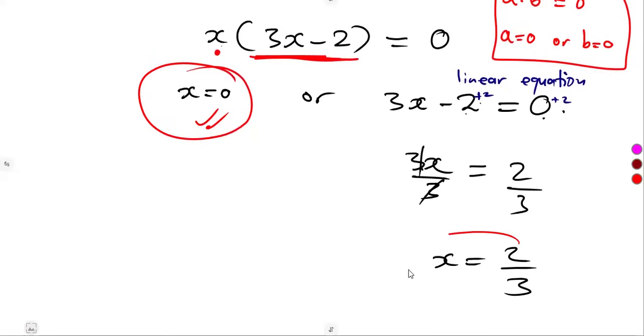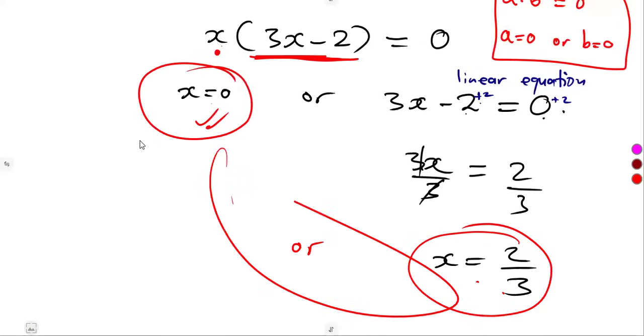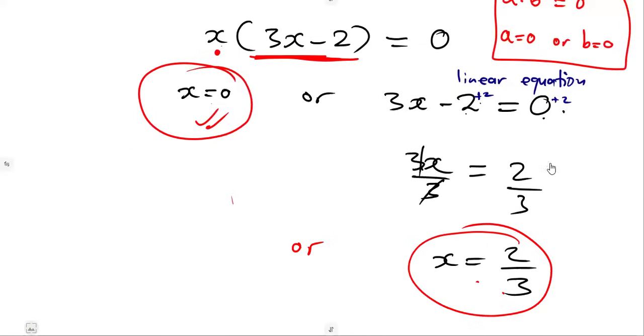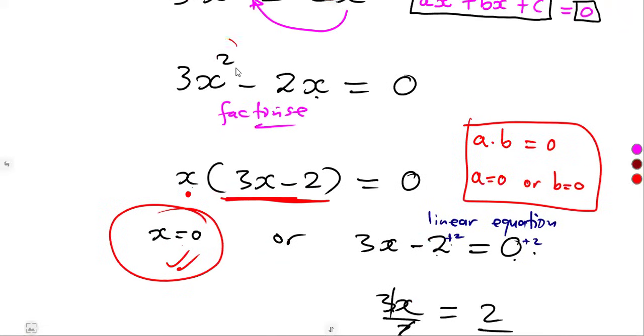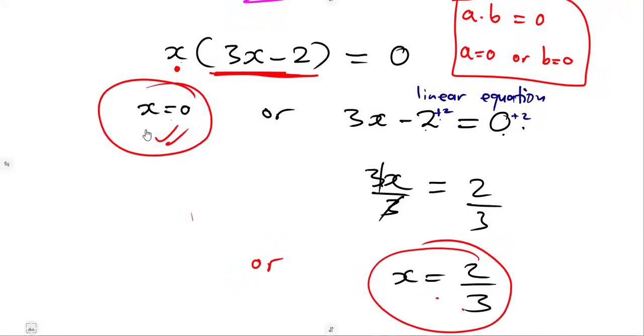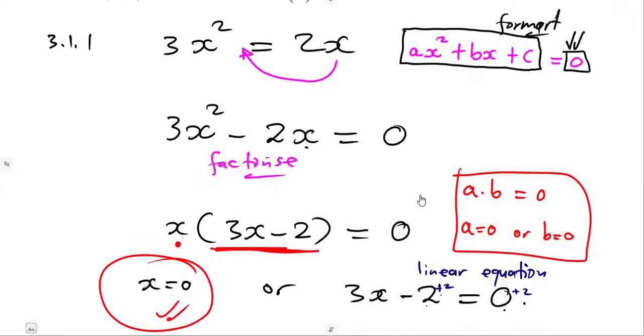So this is what we have. These are the solutions. X is equal to 0, or x is equal to 2 over 3. These are the two solutions that we're going to have. So as you can see, for a quadratic, when the highest power is 2 in your equation, it means you are going to have two solutions at the end. So that is how you solve this.